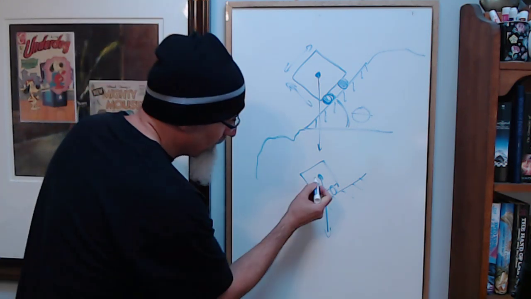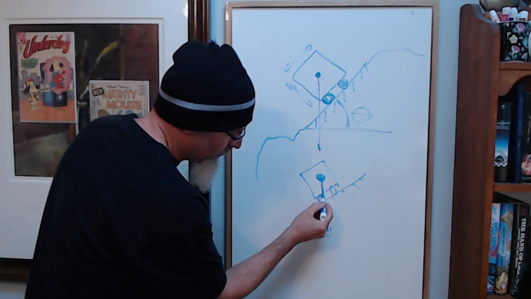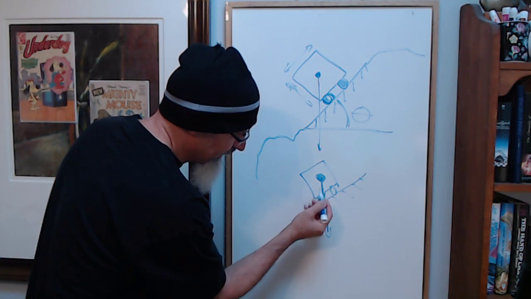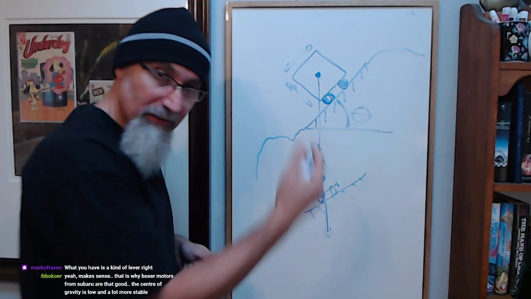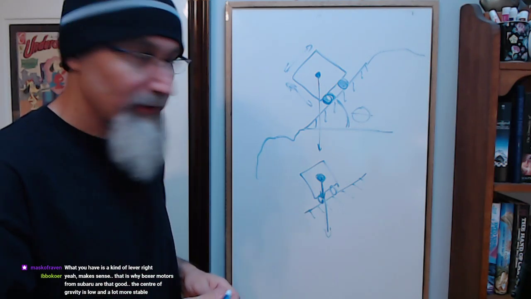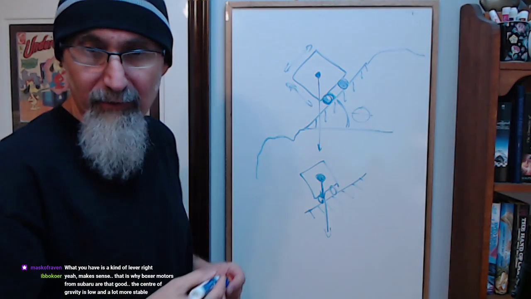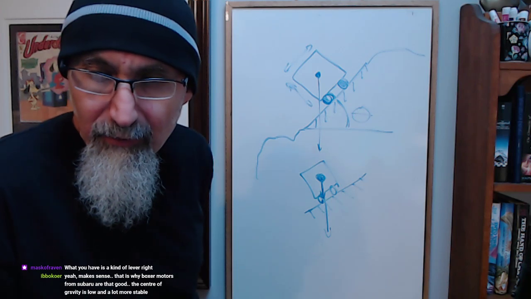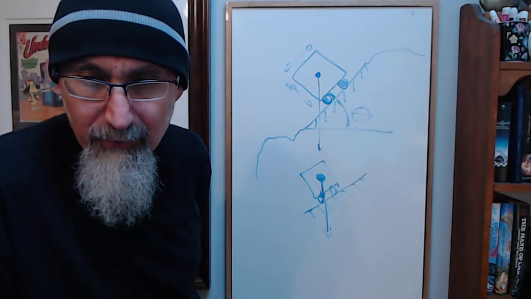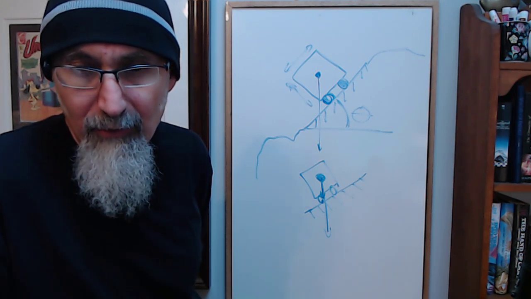Because the weight of the truck would hit the tire on this side, so that would keep it on the road. Over here, the mass is on this side, so it would just continue to flip over, right? Yeah, it makes sense. That is why boxer motors from Subaru are that good. The center of gravity is low and a lot more stable.